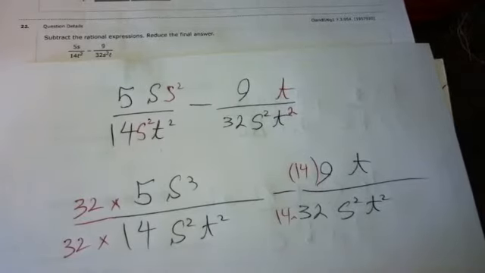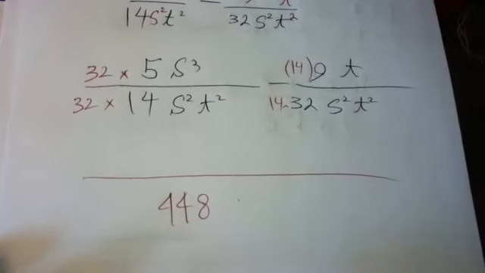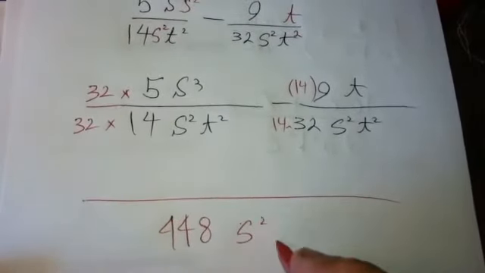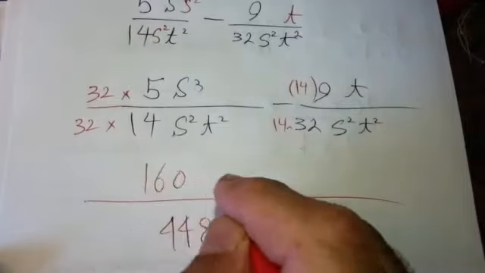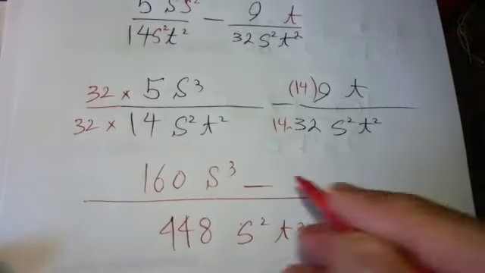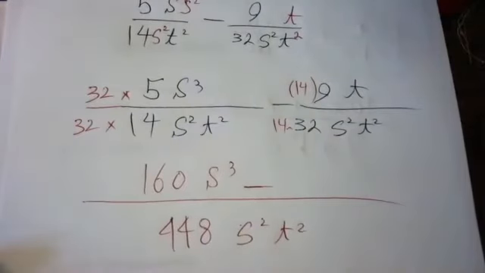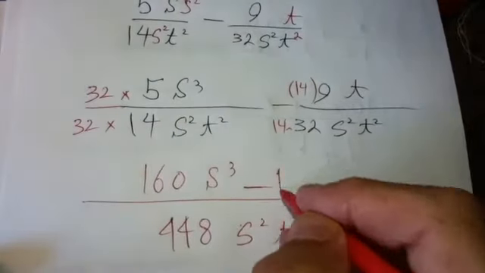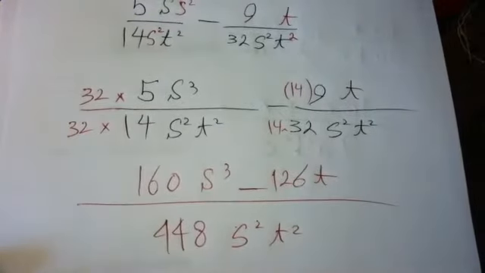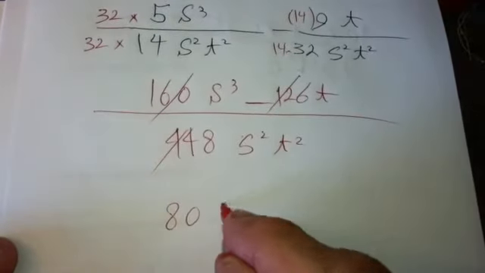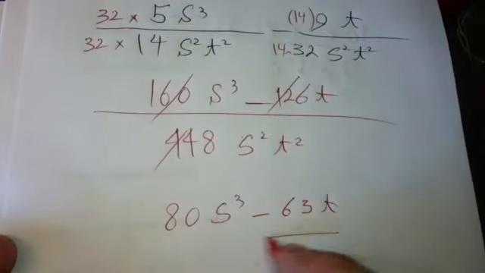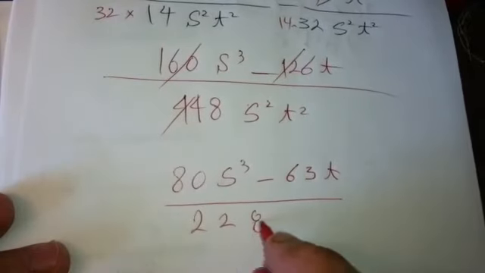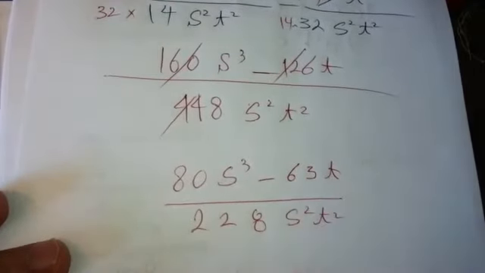is 448 S2T2. 5 times 32, 160S3 minus 126T, and they're all divisible by 2, so it would be 80S3 minus 63T over 224S2T2. Wow, that's a very long problem.